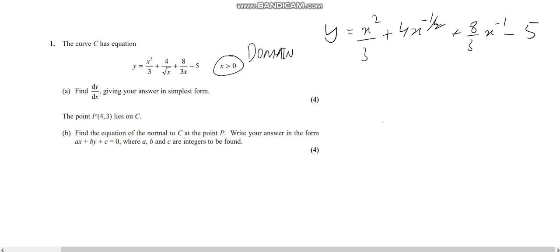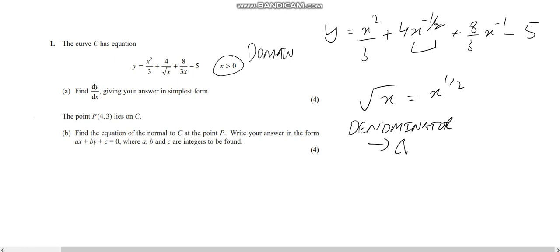Now I'll tell you how this root of x has become x to the power minus half. If you know the basic rule that root of x has a value of x to the power half, then when you move something from the denominator to the numerator, the sign of the power changes. If it is positive, it changes to negative. If it is negative, it changes to positive.